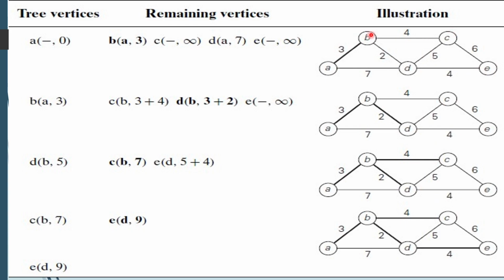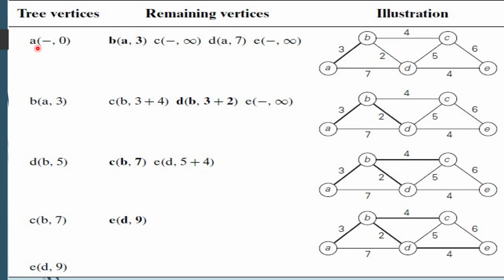So whichever is your source vertex, that source vertex you have to write first. In the first iteration you have to write your source vertex. But at present I am taking A as the source vertex. So if A is the source vertex, my aim is to find the shortest path from A to B, A to D, A to C and A to E. Let's see how we'll get that solution.